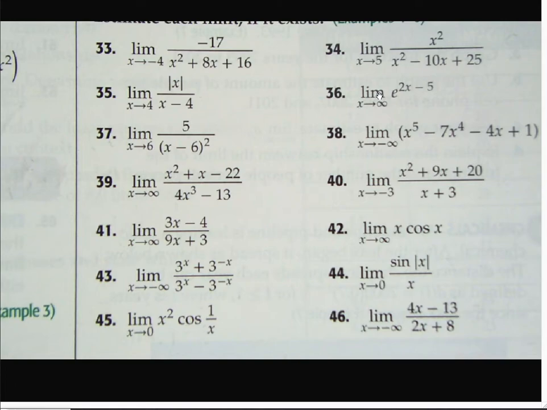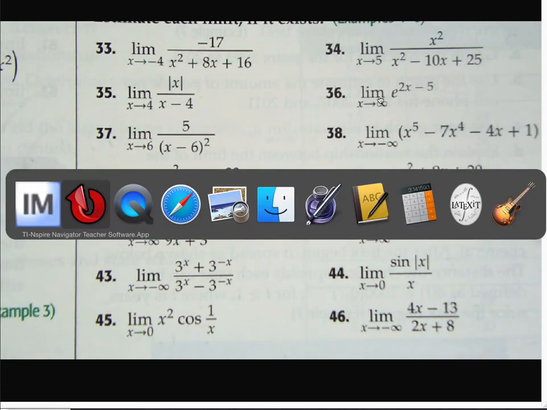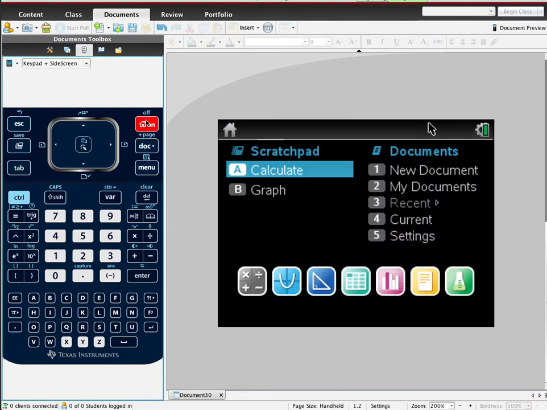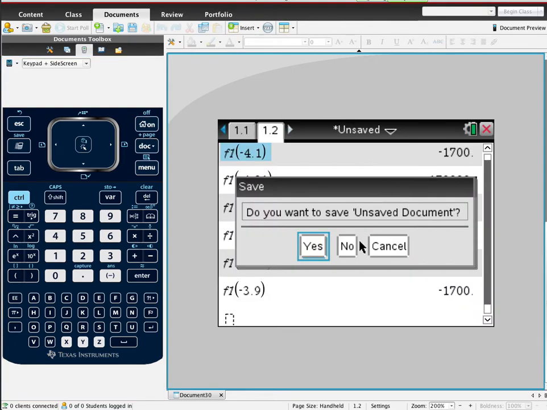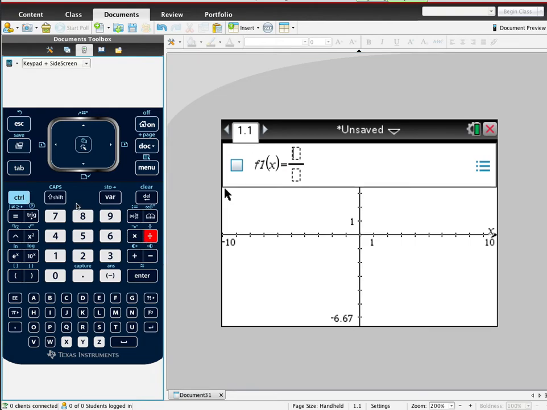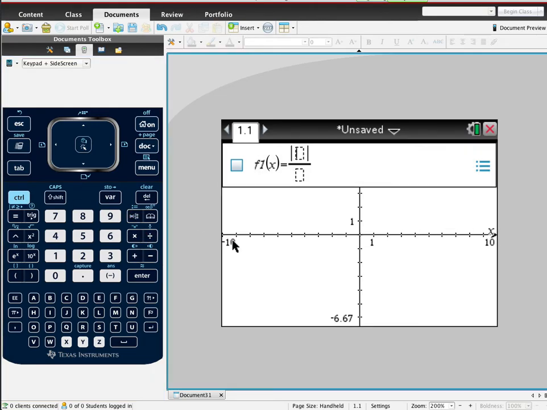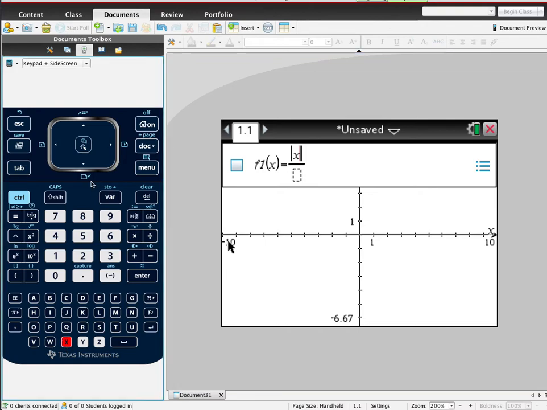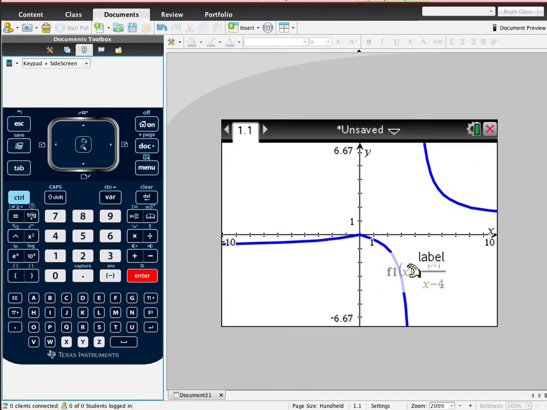Alright, let's look at 35. Limit as x approaches 4 of the absolute value of x over x minus 4. Go home, new document, no, I want a new graph, control divide. What was in the numerator? Absolute value of x, and the denominator? x minus 4. Press enter.